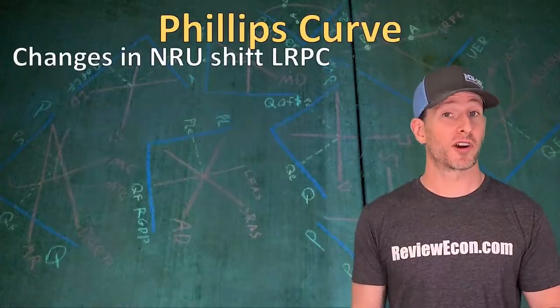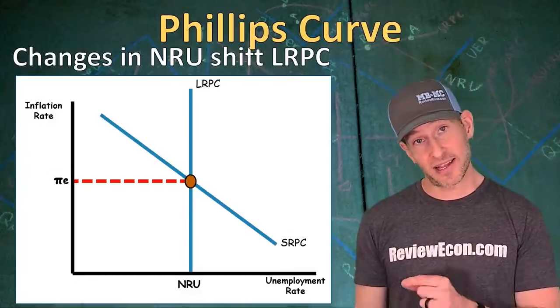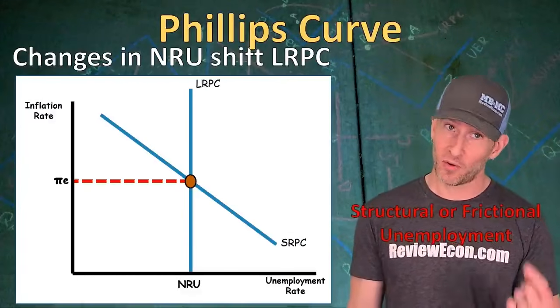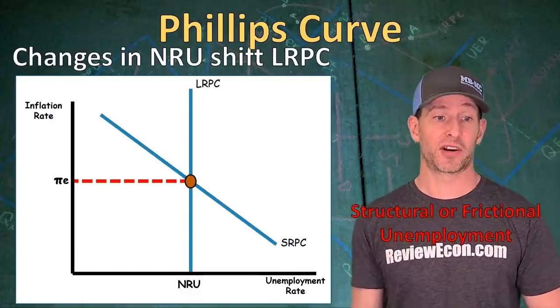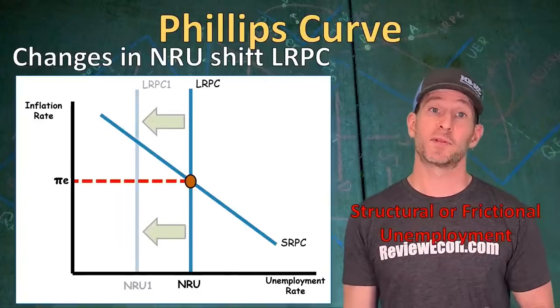That long-run Phillips curve will only shift from changes in the natural rate of unemployment, which means that anything that would change structural unemployment or frictional unemployment would shift that curve. A rightward shift would be an increase in the natural rate, a leftward shift would be a decrease in the natural rate.